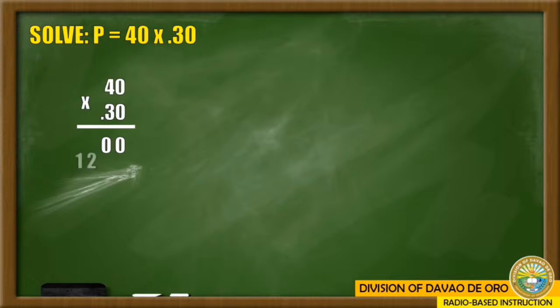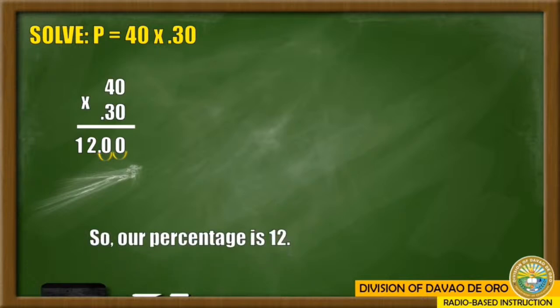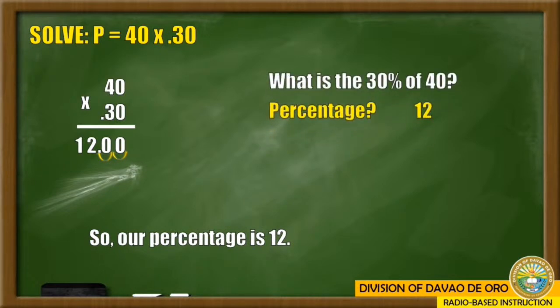Then, if you look at the 0.30, we have 2 decimal places. So, we will move 2 decimal places from the right to the left in our answer. So, it will happen like this. And our decimal point will be put in the middle of 0 and 2. So, our percentage is 12. Our answer is 12. Understood? Very good.